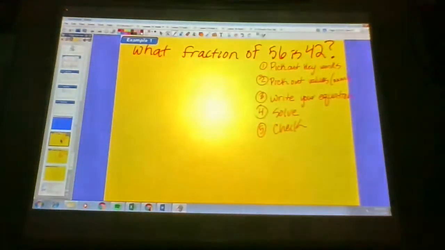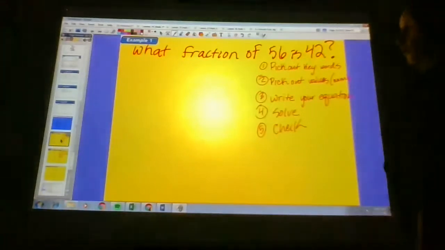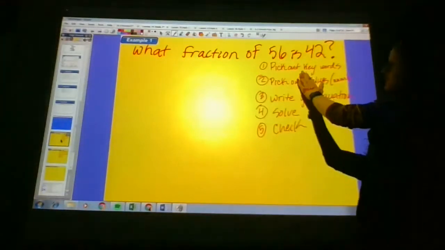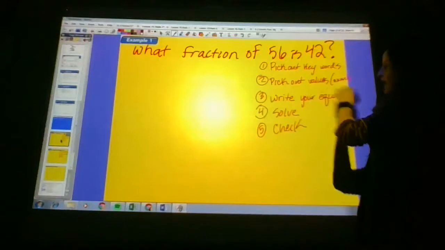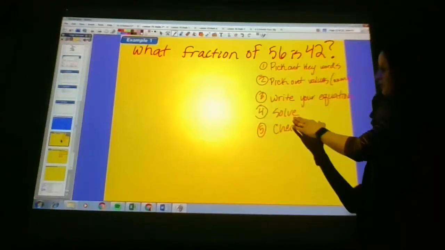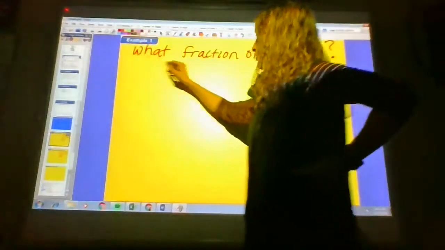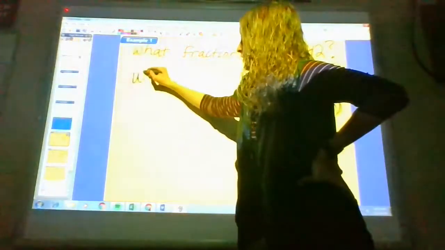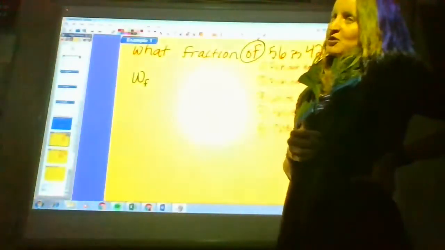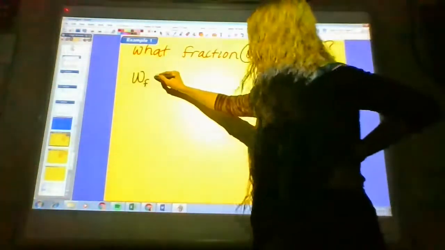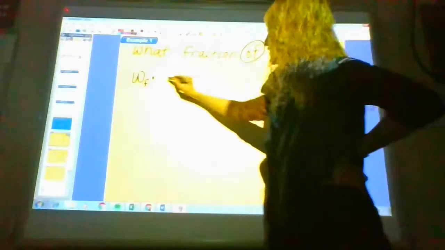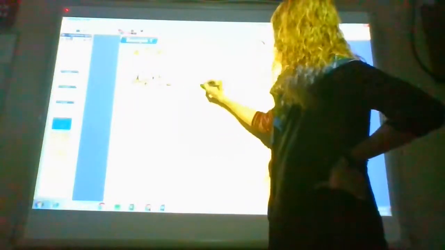What fraction of 56 is 42? So what we're going to do to be successful today, we're going to pick out keywords. We're going to pick out values. We're going to write the equation, then we're going to solve it, and then we can always check. So right here it says what fraction. So we can put what fraction of, and hopefully you remember, of means multiply, 56, and then is means equals 42.